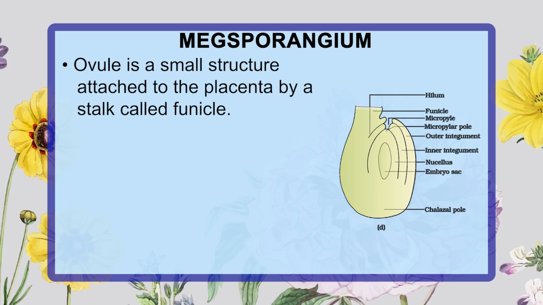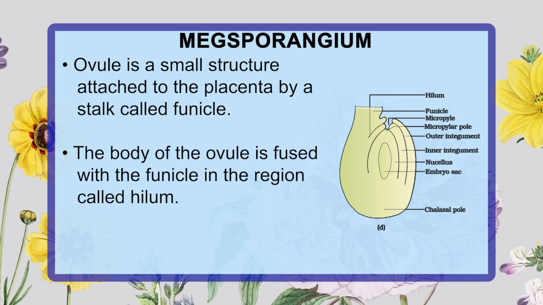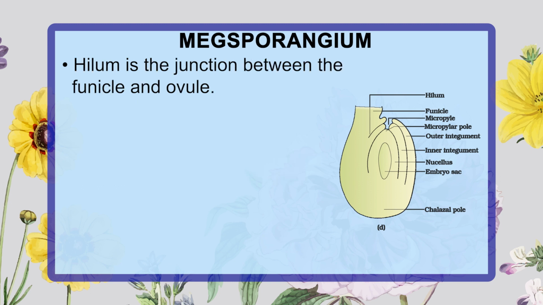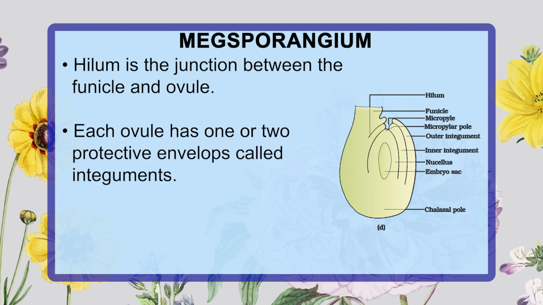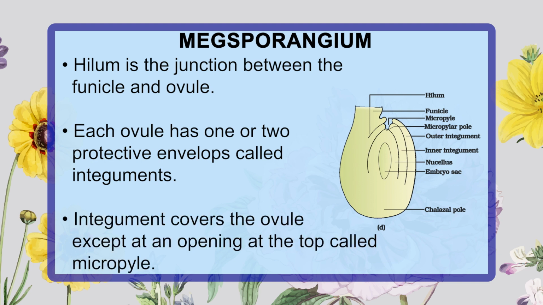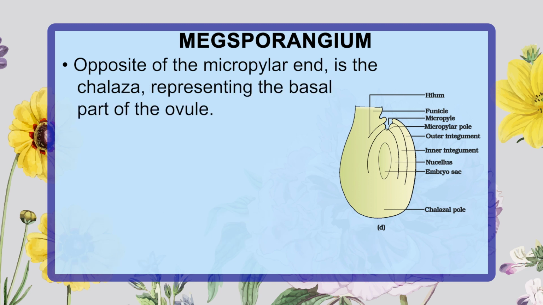Ovule is a small structure attached to the placenta by a stalk called funicle. The body of the ovule is fused with the funicle in the region called hilum. Hilum is the junction between the funicle and ovule. Each ovule has one or two protective envelopes called integuments. Integuments cover the ovule except at an opening at the top called micropyle. Opposite of the micropylar end is the chalaza, representing the basal part of the ovule.